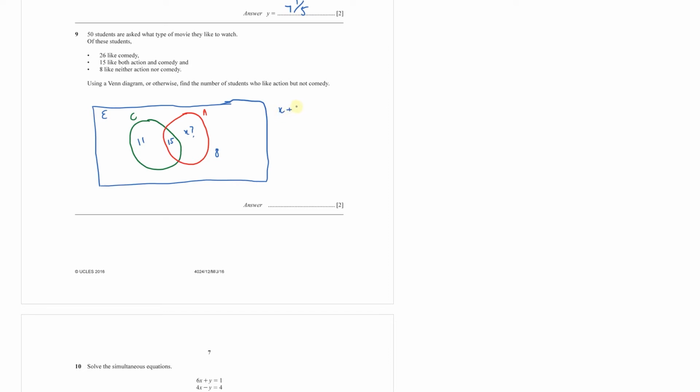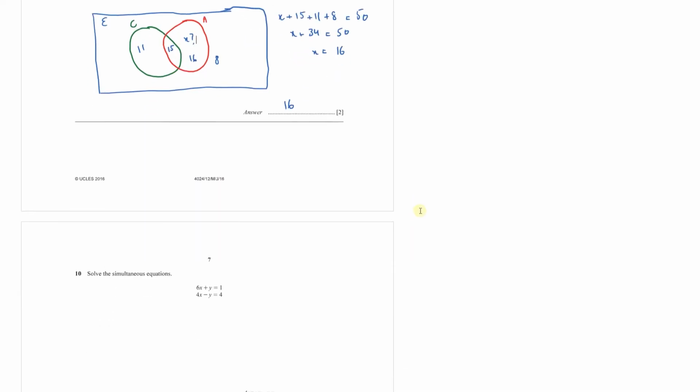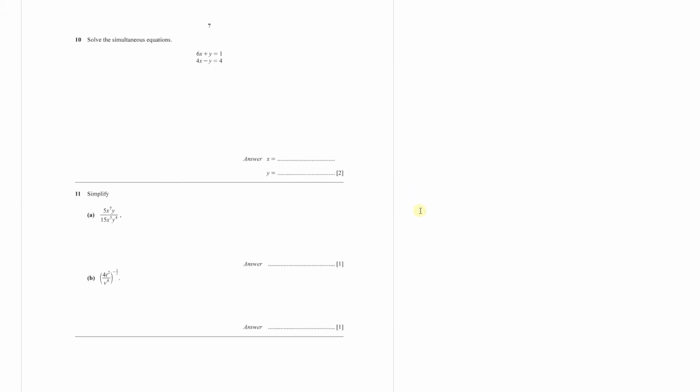So you have X plus 15 plus 11 plus 8 should be equal to 50. So if you add them here, you get 15 plus 11 is 26. 26 plus 8 is 34. And then you get the value of x as 16. So your answer is 16. So 16 students here only like action movies and not comedy. Let's move on to question number 10.